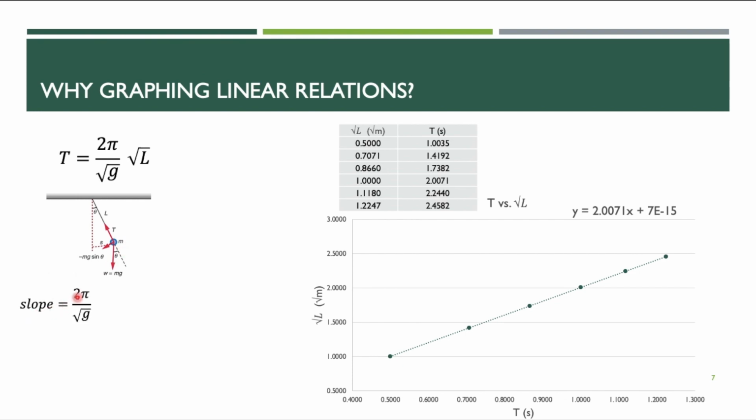As we said, the slope is 2 pi divided by the square root of g, as seen from here. Let's try to find the gravitational constant using this slope. Let's solve for g. So when we solve for g, what we get is g equals 4 pi squared divided by the slope squared. And from this relation, we know the slope. It's 2.0071. So in the end, what we get, as expected, is that g is approximately 9.8 meters per second squared. And this concludes our experiment.